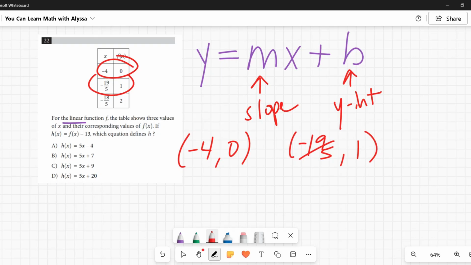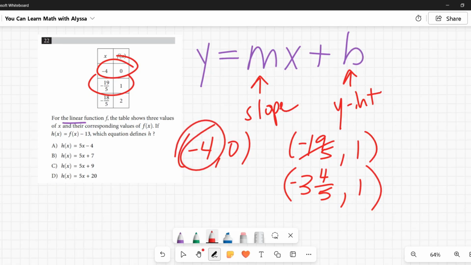I'm going to change that into a fraction form just for my own purposes. That's negative 3 and 4 fifths. I think it makes the next step just a little easier for my mind. Another thing you could do is you could have changed this into fifths. It's another way you can do that.